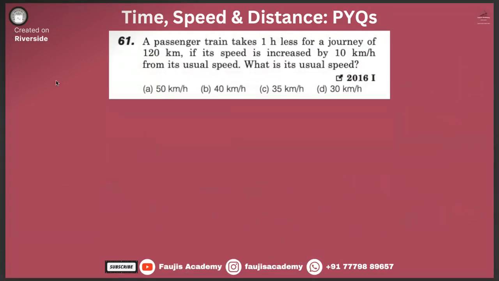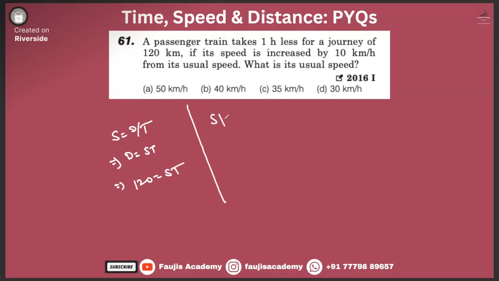Yes. Do this question. Speed is equal to distance by time, or distance is equal to speed into time. A passenger train takes 1 hour less for a journey of 120 kilometers if the speed is increased by 10 kilometers from its usual speed. So that means 120 is equal to st. This is your case 1.